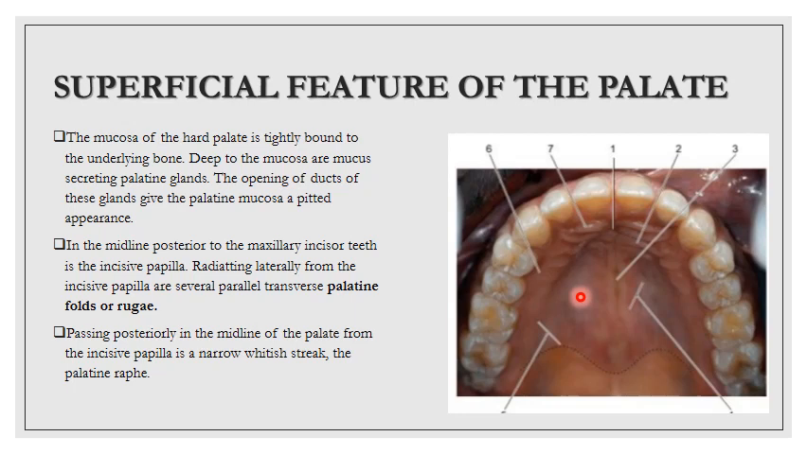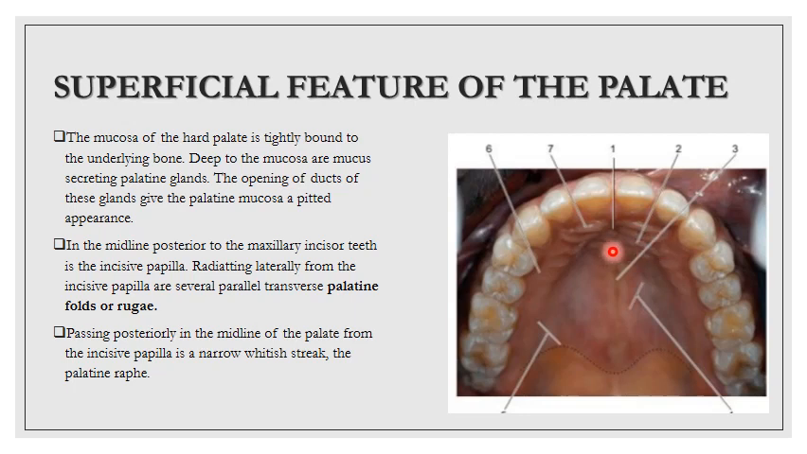Now in the midline posterior to the maxillary incisor teeth is the incisive papilla. Here the incisive papilla is present. Now radiating laterally from the incisive papilla are several parallel transverse palatine folds or rugae. Now here you can see these parallel transverse folds, which are called the palatine folds or rugae.